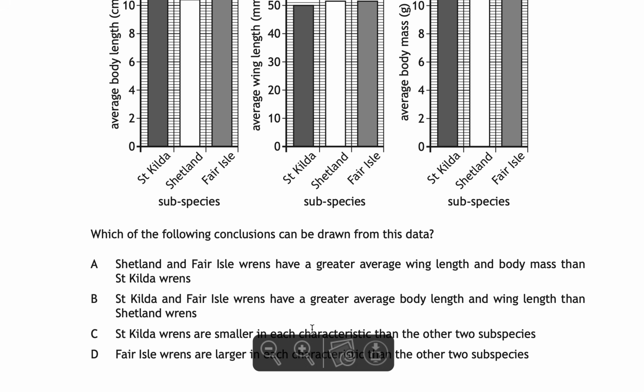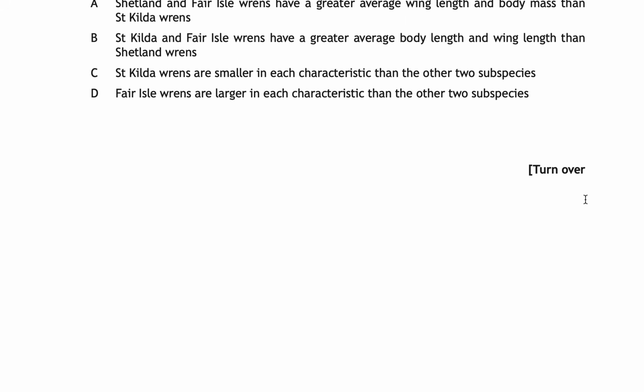If you go through the rest of the ones in B, you'll find that each one of them is untrue, so it's not the correct answer.